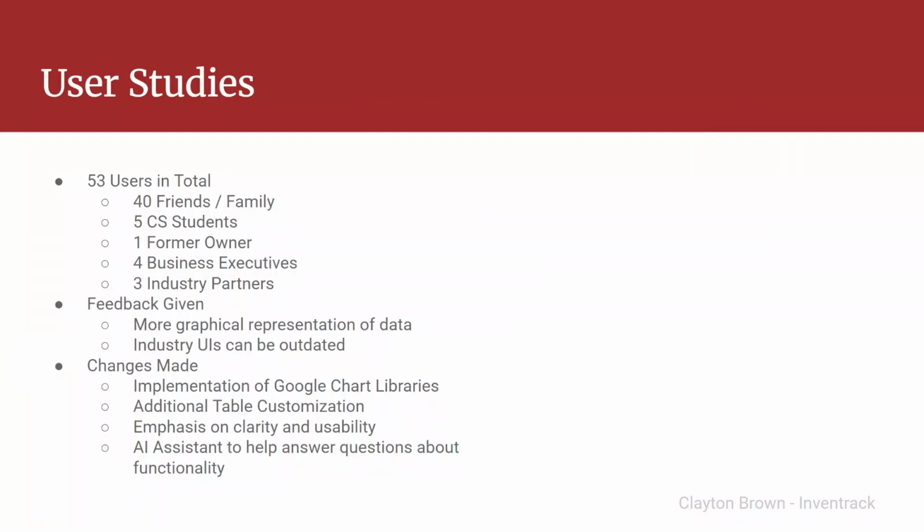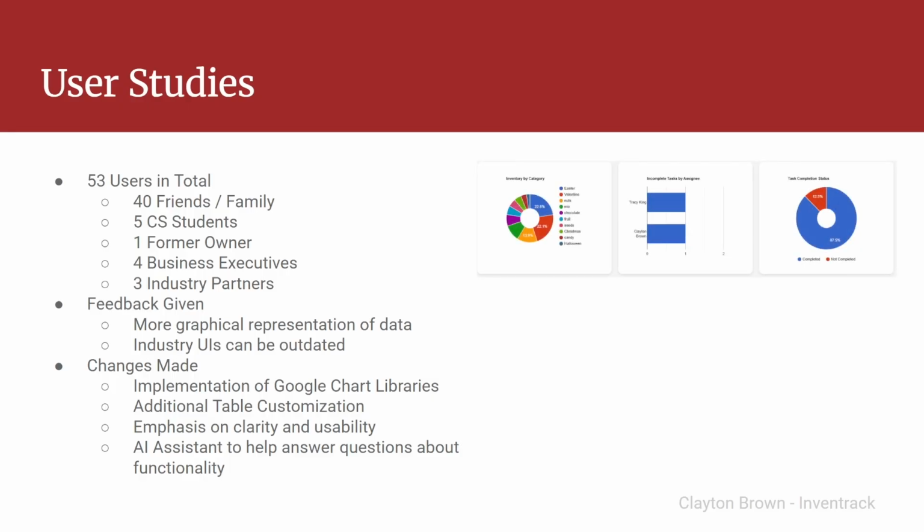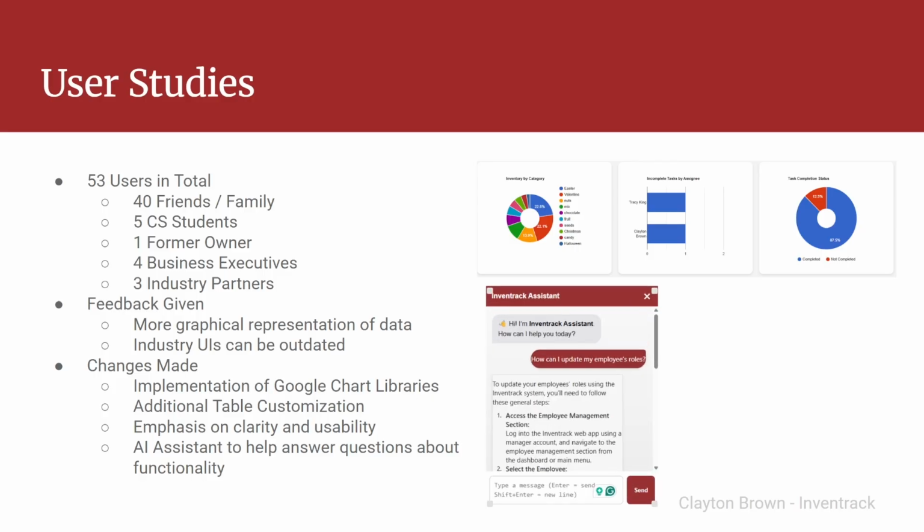For our user studies, given the feedback from our 53 participants, we were able to make some significant changes. Some of these were the implementation of Google Chart libraries to help visualize data more. Additionally, we created an AI assistant to help answer questions about functionality of our site and to help ease the process of how to use Inventrack.